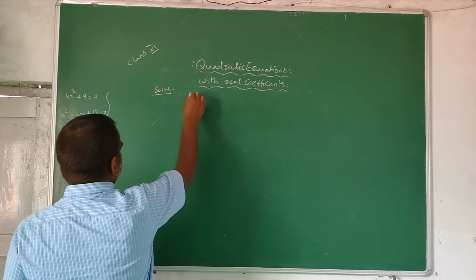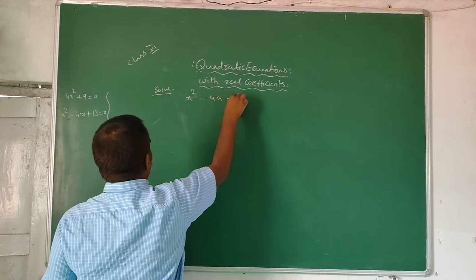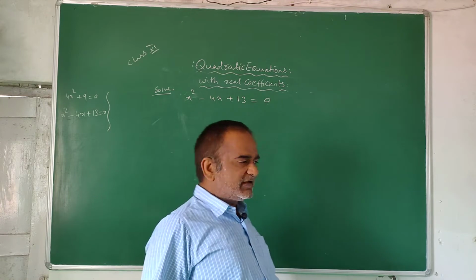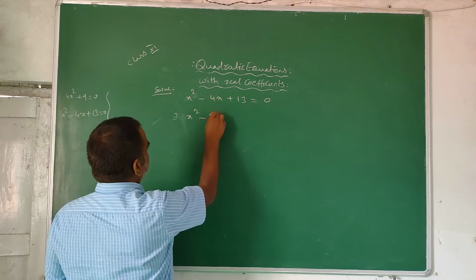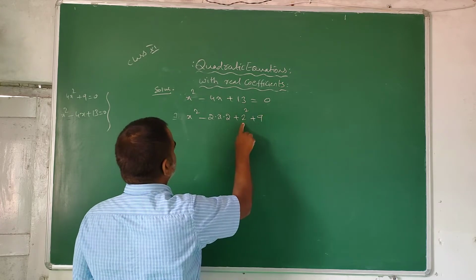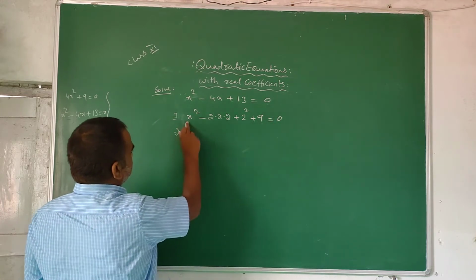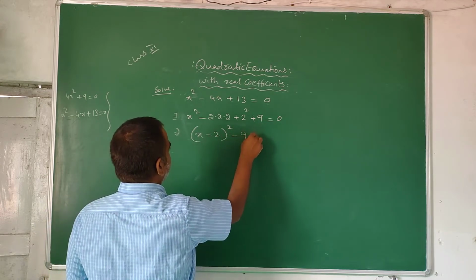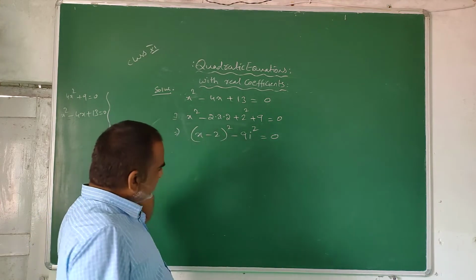Our next question is solve x square minus 4x plus 13 is equal to 0 using the factorization method. So this implies x square minus 4x can be written as, 2 into x into 2, plus 2 square, plus 9. So 13 is 4 plus 9, equal to 0. So from here it is (x minus 2) the whole square plus 9, which can be written as minus 9i square, is equal to 0, because i square is minus 1, minus into minus is plus.